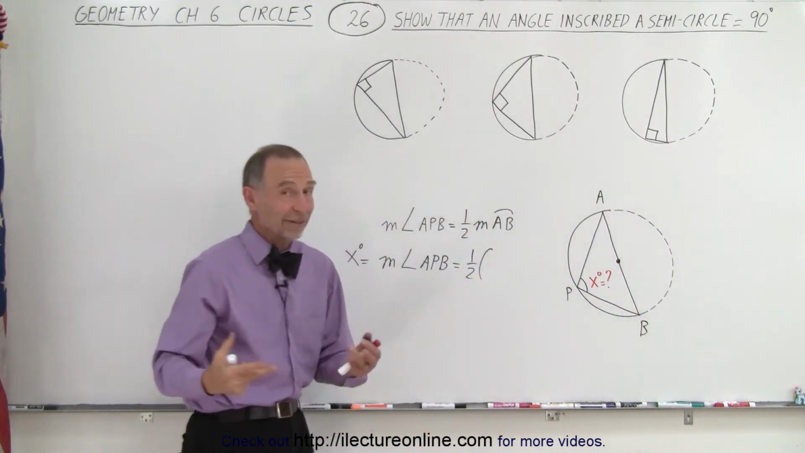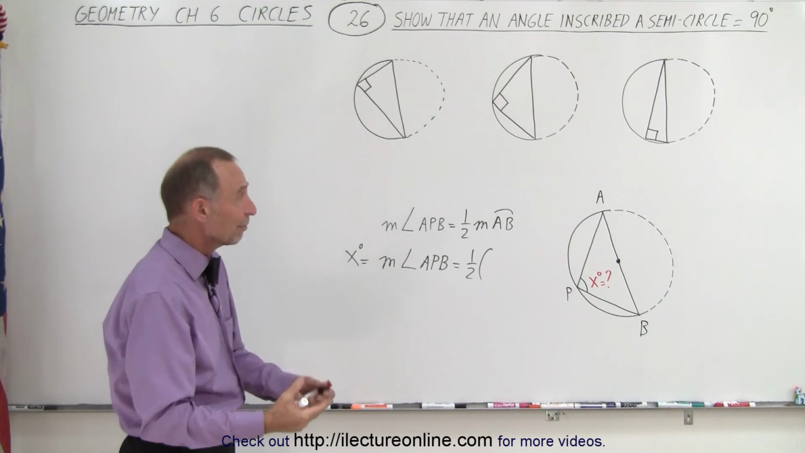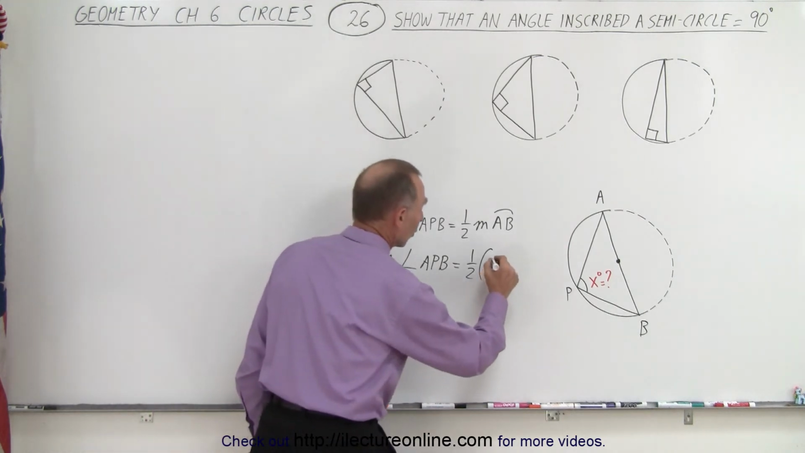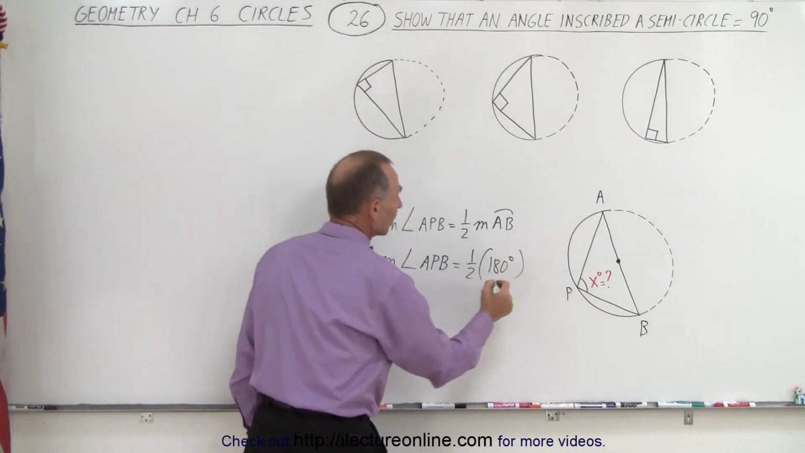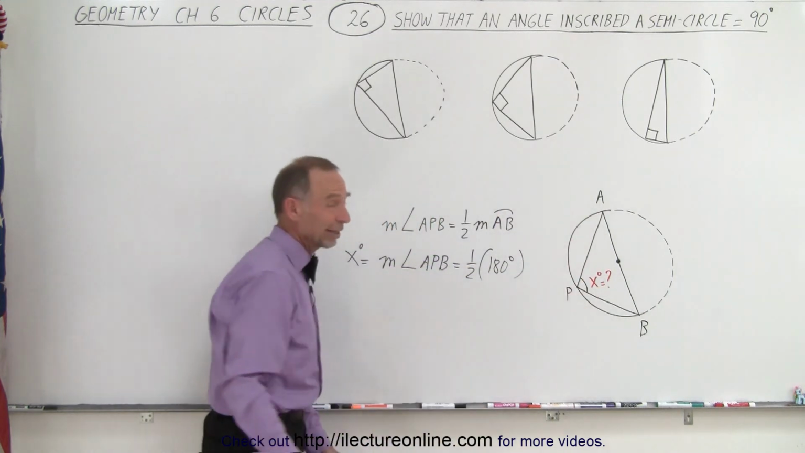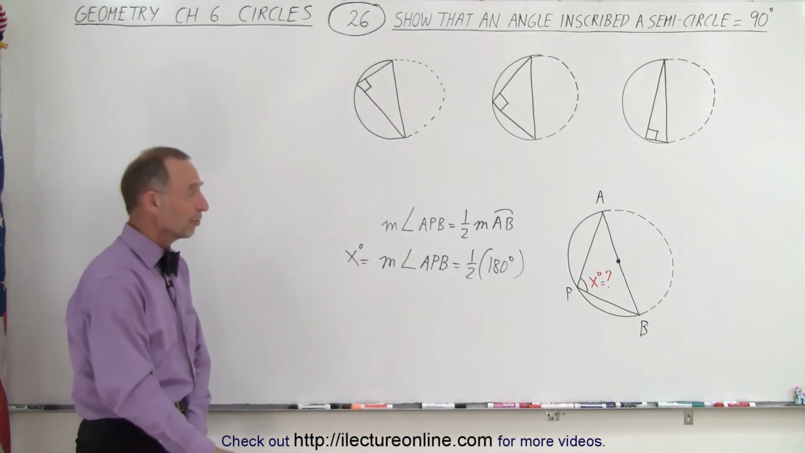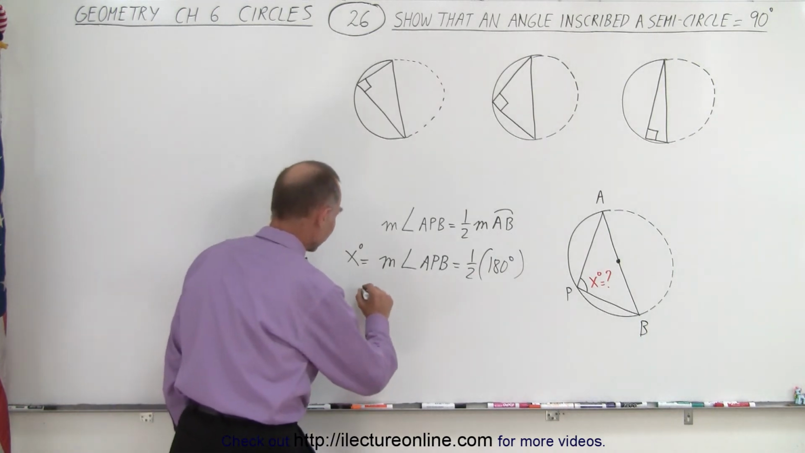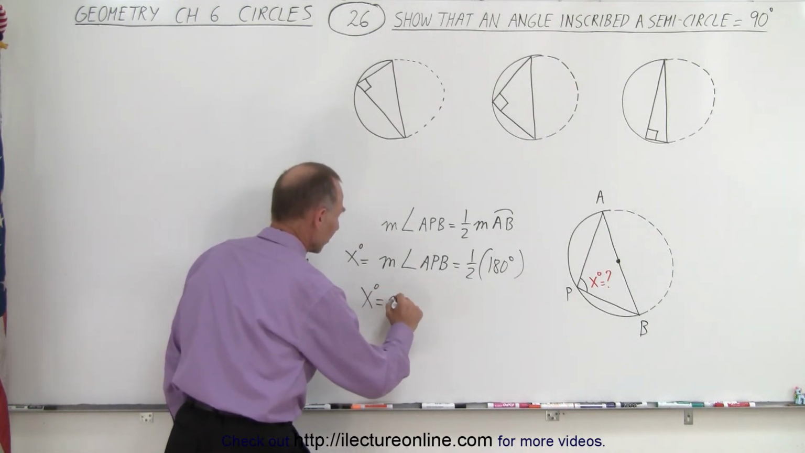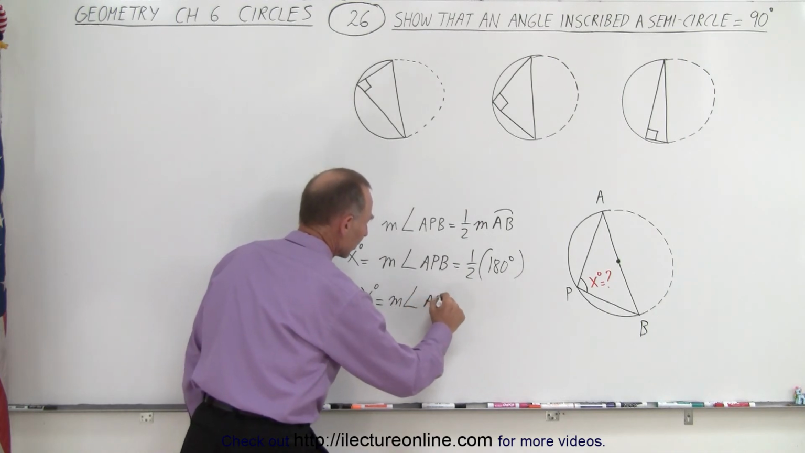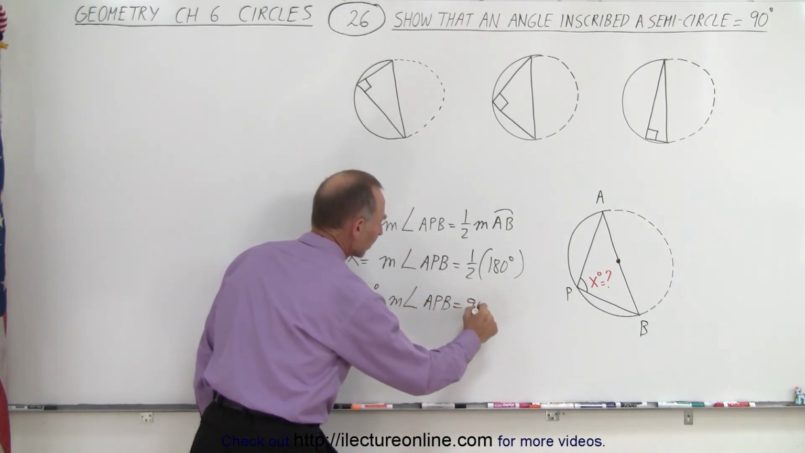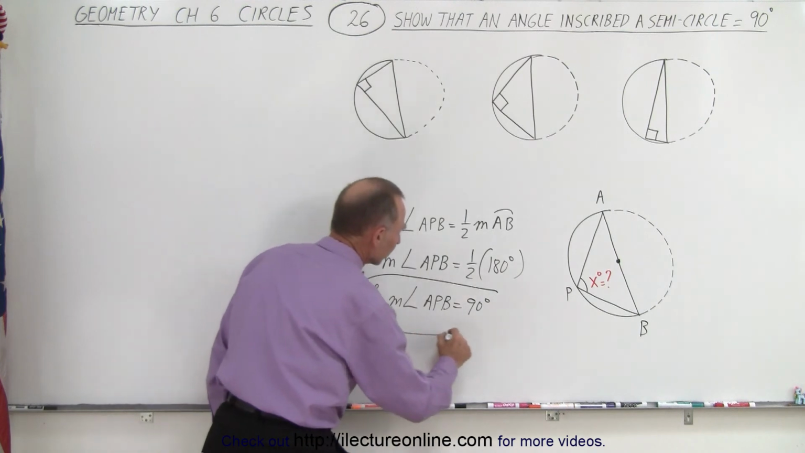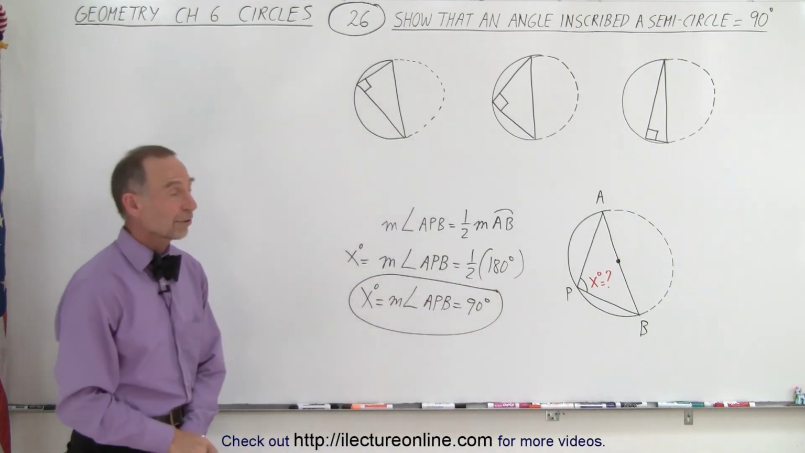So of course, since that's a semicircle, that must be half of 360 degrees, or 180 degrees, because the arc length of a semicircle is half a full circle, which is half of 360 degrees. Which means that therefore x degrees, the measure of the angle from A to P to B, must always equal 90 degrees, regardless of where you put that point in that semicircle.